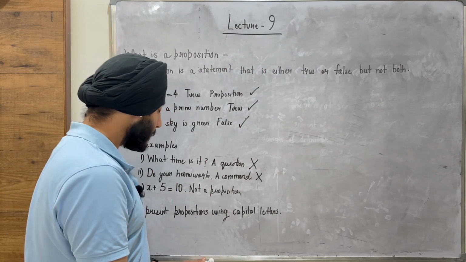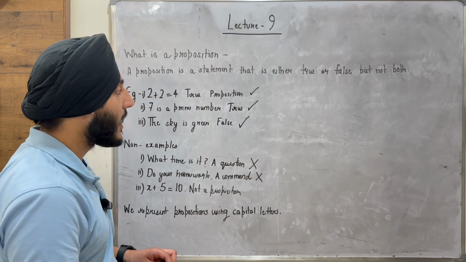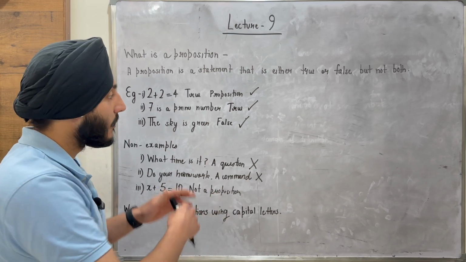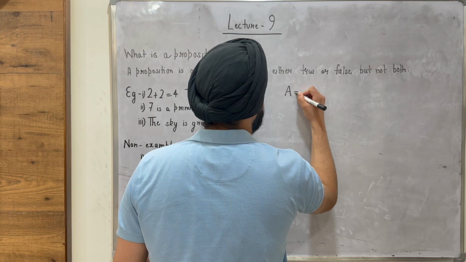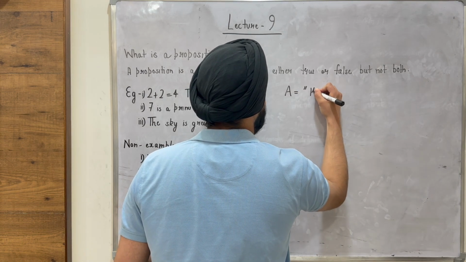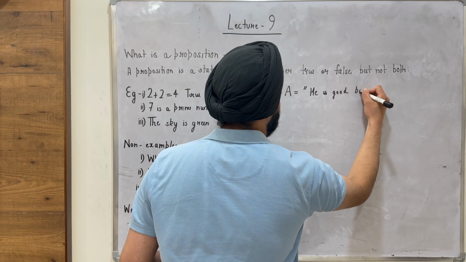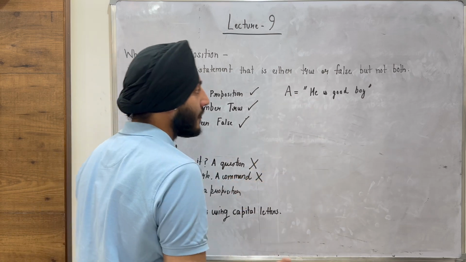Last thing, we represent propositions using capital letters, right? So basically what happens is, when we are going to be solving equations or solving more complicated problems, we usually say that, for example, A is the proposition. So we basically represent them using capital letters. Now think about this.